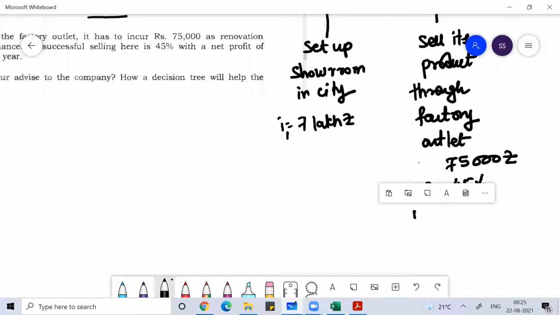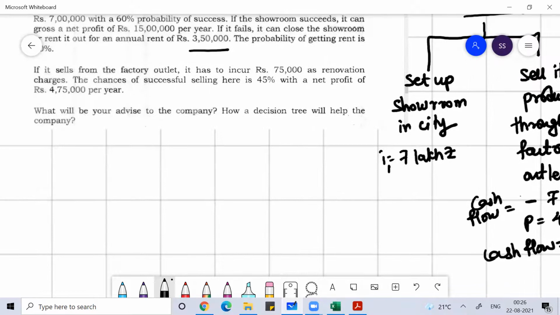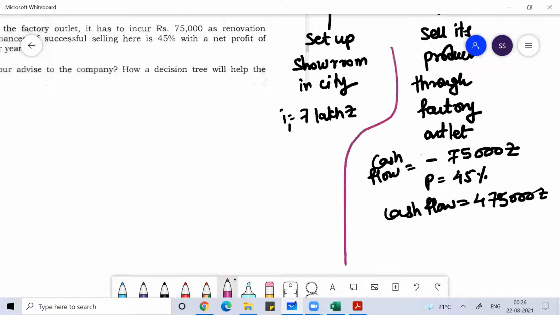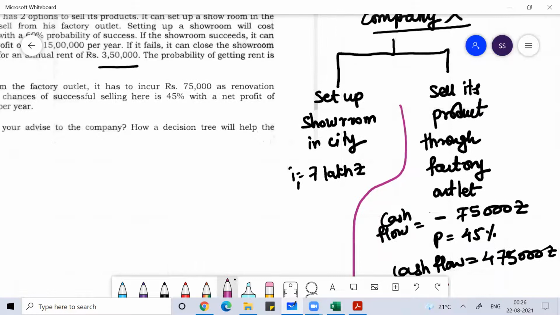If I talk in terms of cash flow, this is 75,000 outflow, and the cash inflow you can expect is around 4 lakh 75,000. I'm not going into the accounting part, the difference between cash flow and profit and how they're different. I'm not going to discuss that here because we are not doing a finance class. We are talking about a basic problem on statistics, so we are just ignoring those accounting issues.